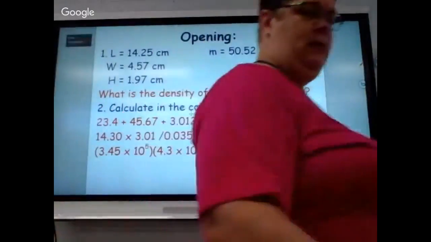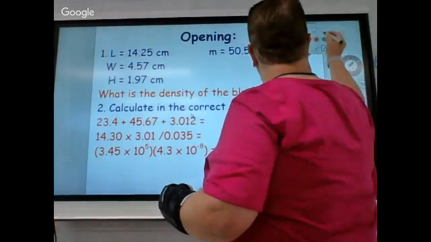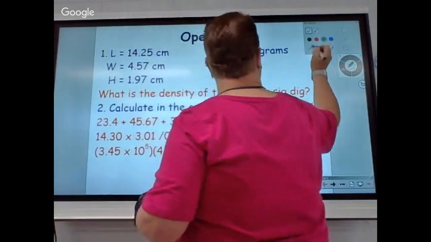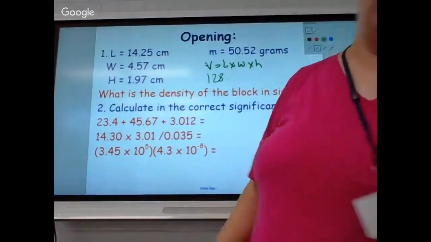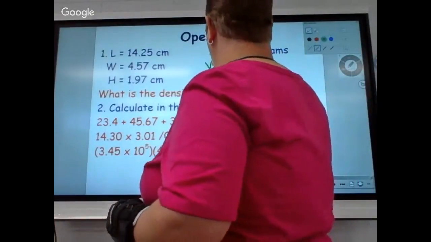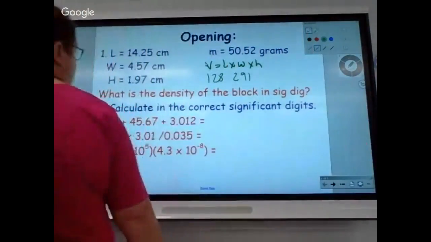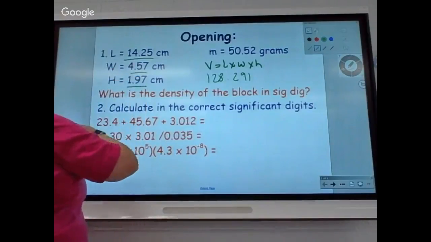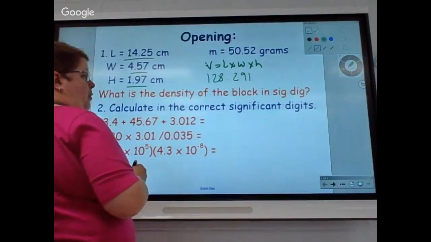Yeah, all right. So to calculate volume, you did volume equals length times width times height, right? And I got 128.291 roughly. Did y'all get that? All right, so in rounding for significant digits for the quiz today, how many do we have here? And here? And here? So when I round there, how many am I going to get? So what do I round to?